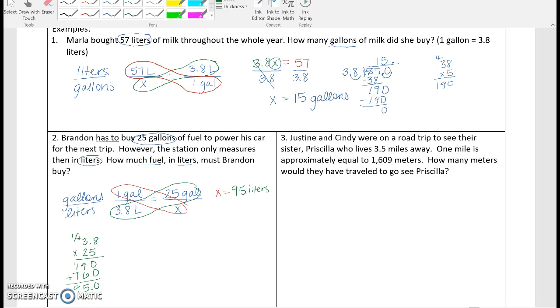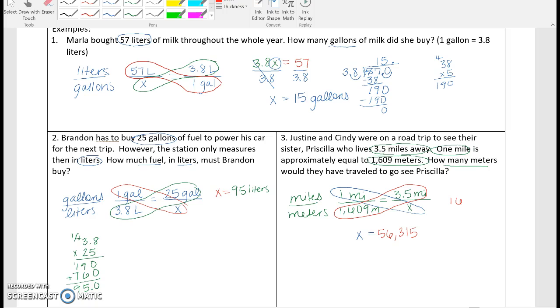So real quick, I just want to help you set this one up and you can solve it on your own. Justine and Cindy were on a road trip to see their sister Priscilla, who lives 3.5 miles away. 1 mile is approximately equal to 1,609 meters. We're talking about miles and meters. It's telling me 1 mile is equal to 1,609 meters. She lives 3.5 miles away, so miles stays on top: 3.5 miles. We want to know how many meters they would travel to see her. So do your cross product, press pause, and solve. All right, I got 56,315 meters.